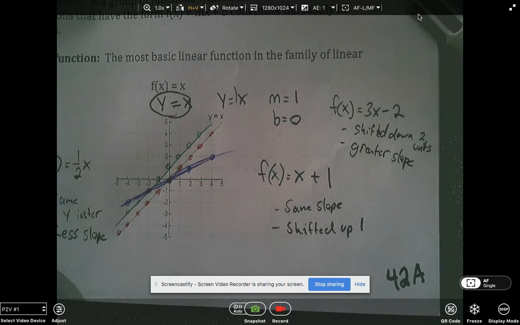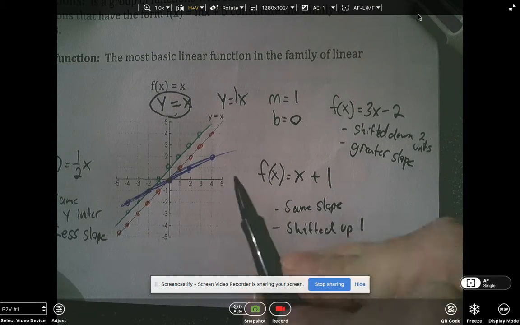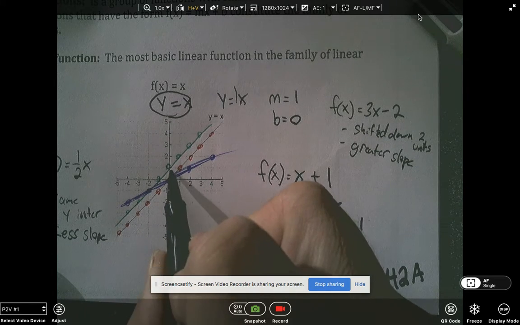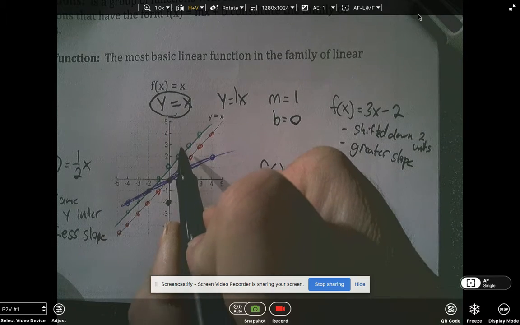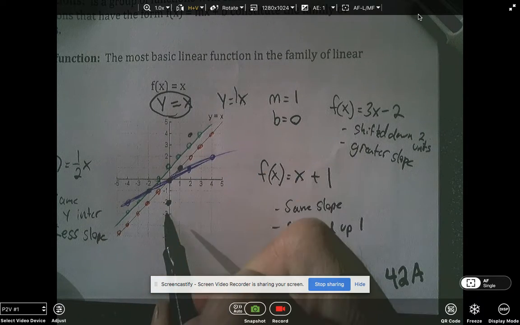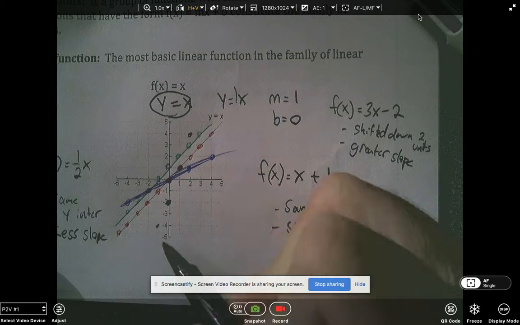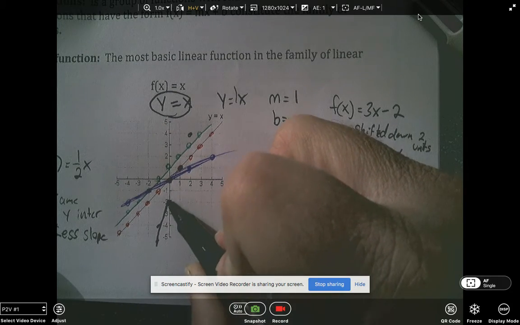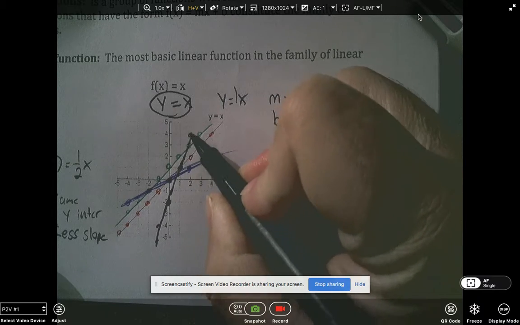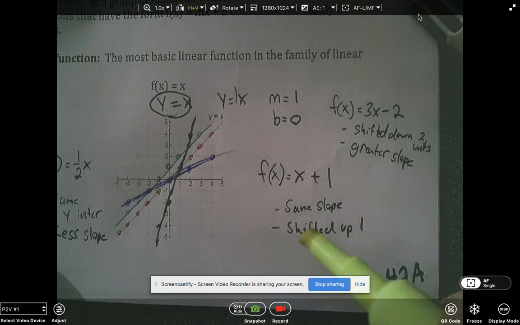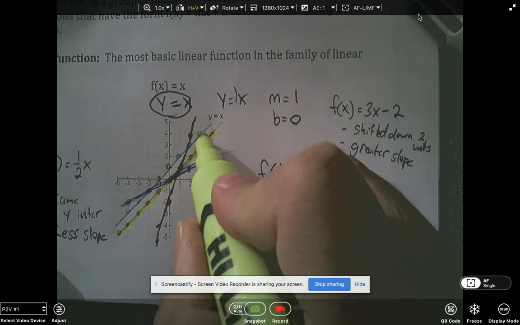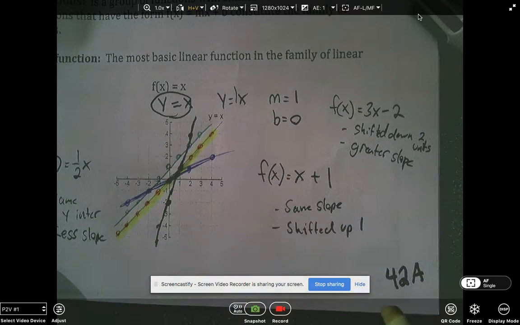If I did this, I kind of ran out of colors, so I'll do it in black. This one would be here, at negative 2. It'd be up 3 over 1, up 3 over 1, down 3, left 1. So it would look kind of like that. And again, what we did today is just compare all of that to the parent function, which is here in yellow. So that's what we're going to be looking at in this last section.